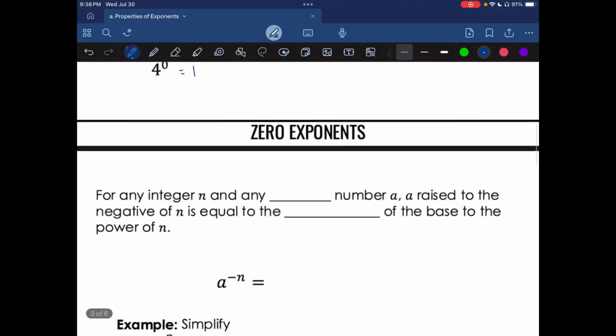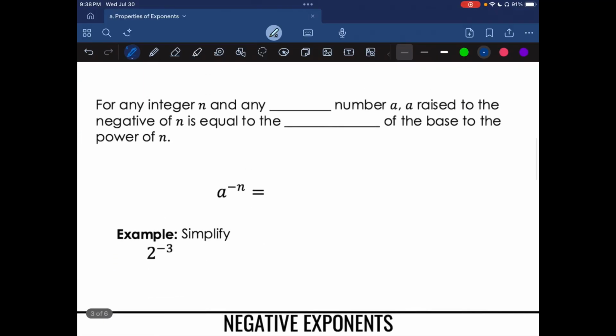For any integer n and any non-zero a, a raised to the negative of n is equal to the reciprocal of the base to the power of n. So what this looks like is a to the negative n is equal to 1 over a to the n. So let's see what this looks like. If I have 2 to the negative third, that's going to be the same as 1 over 2 to the positive third. I'll go ahead and just do that one for you. That's going to be 1/8.